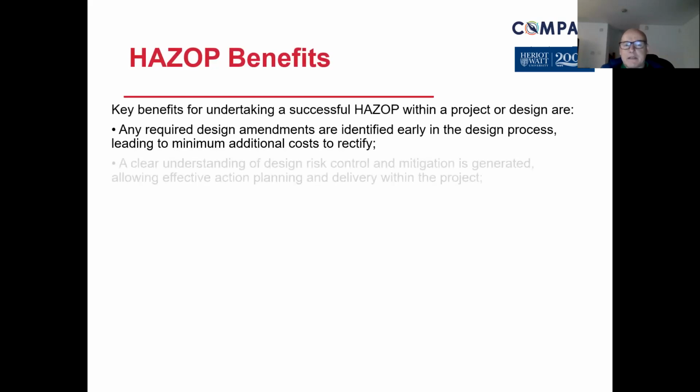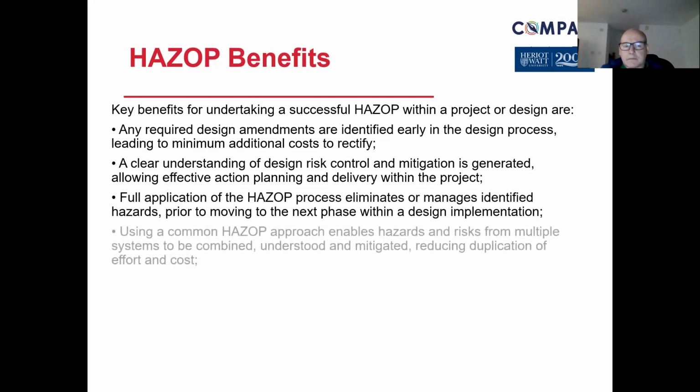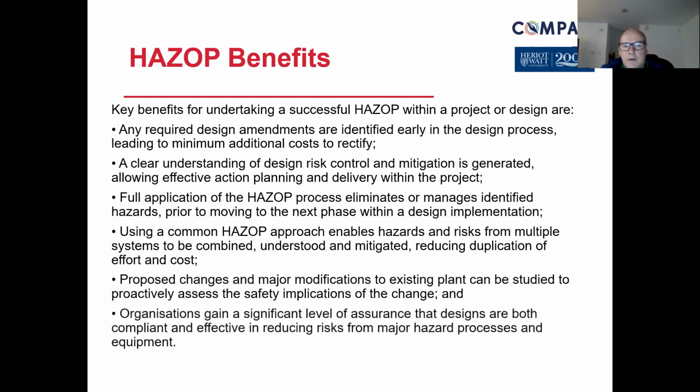It has loads of benefits. I'm not going to read them out, but you can see them there. Yeah, so for me, if it's a high risk environment, it should be adopted.